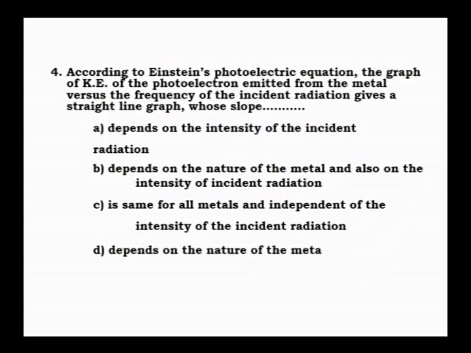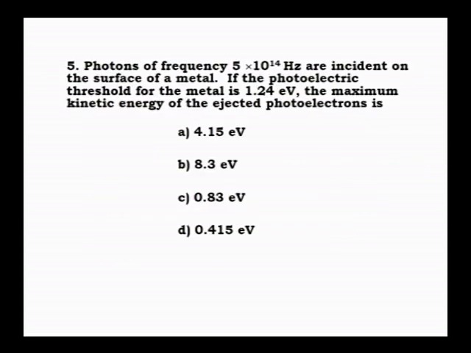Then, again, already discussed about this. According to Einstein photoelectric equation, the graph of kinetic energy of photoelectrons emitted from the metal versus frequency of incident radiation gives a straight line graph whose slope is. Now, I think you know the answer. What is the answer?